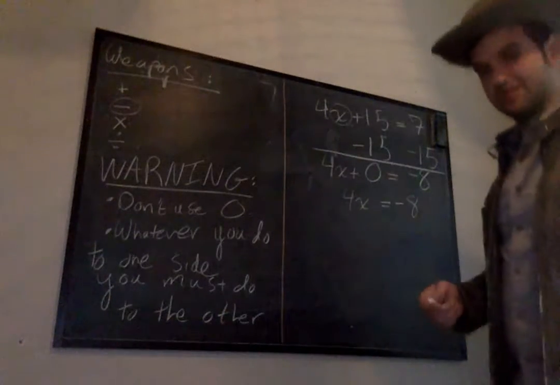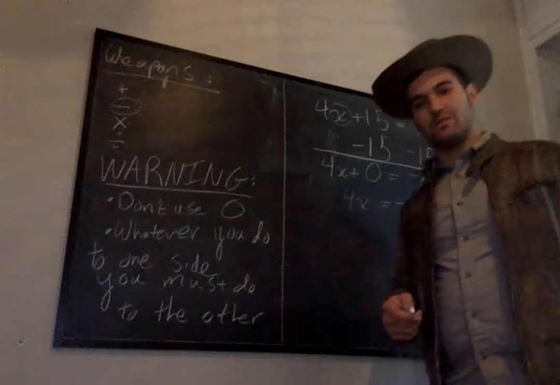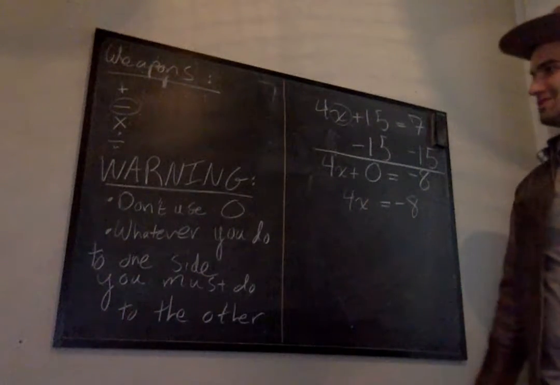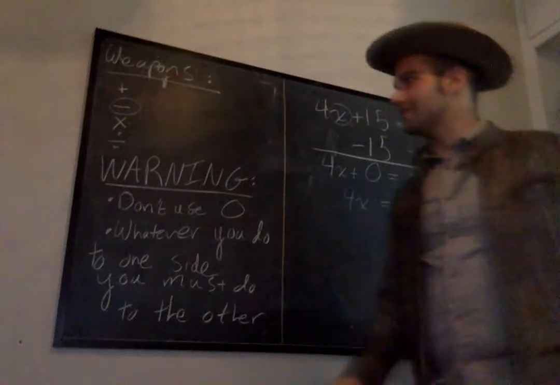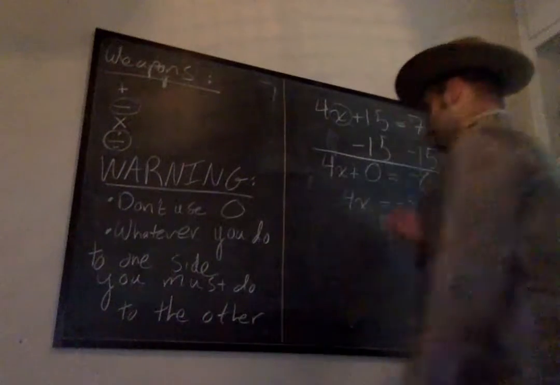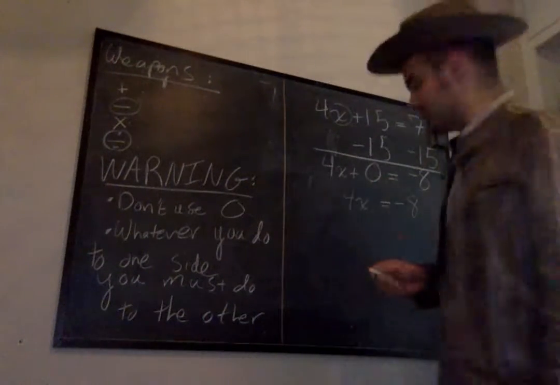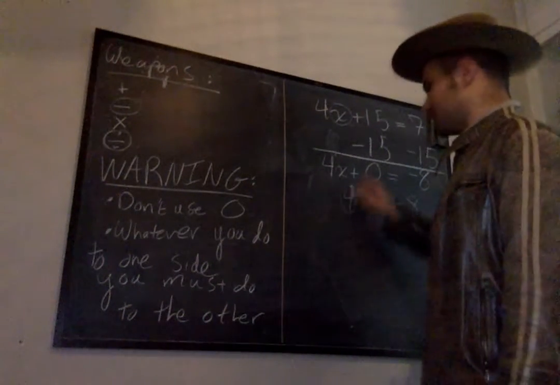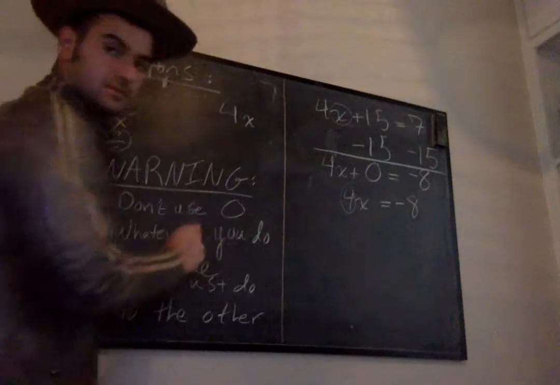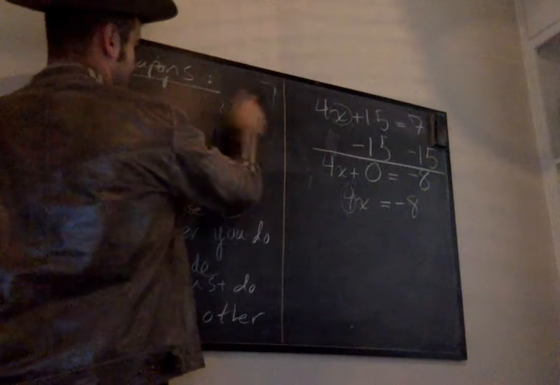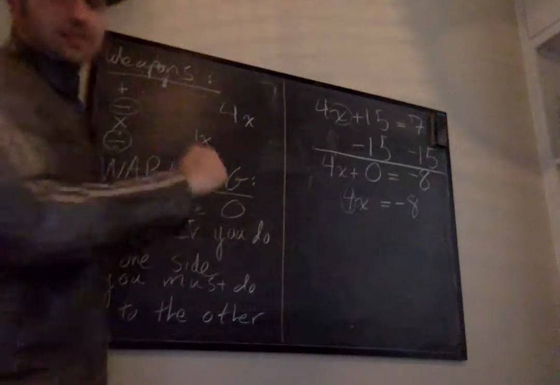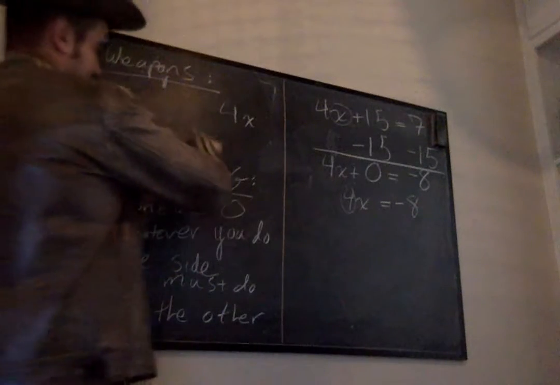Alright, now we're almost there. We still have our whole arsenal of weapons. Which weapon should we choose this time? That's right. We gotta choose divide. The reason we know that is because X has this coefficient attached to him. We want X by himself. We've got 4X over here. We want him in the form of 1X. 1 times X is just itself. And we'll have X by himself.